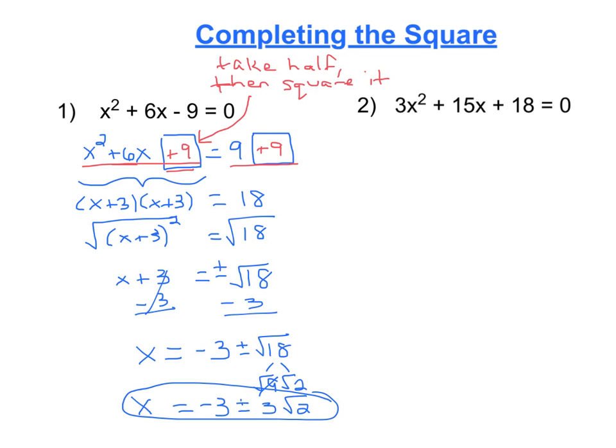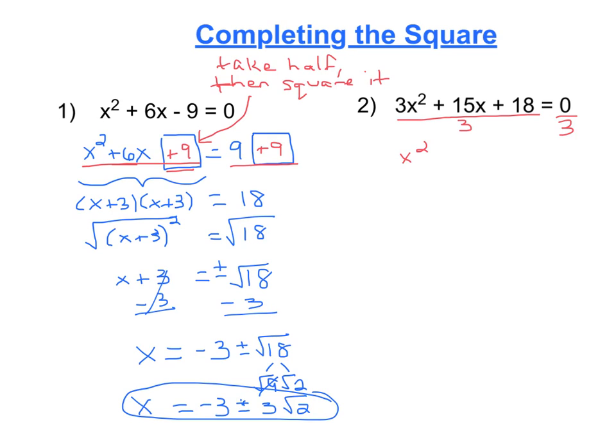If you wanted to check this, you could plug this into the quadratic formula, and you would get the same exact answer. Okay, so let's try another one. Number 2 starts off a little different, because the first thing you want to do is make sure your leading coefficient is a 1. So since we have a 3, I'm going to divide both sides of the equation by 3. So 3x squared divided by 3 is just x squared.